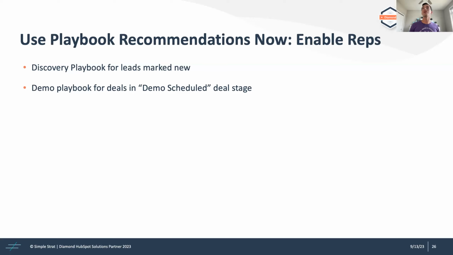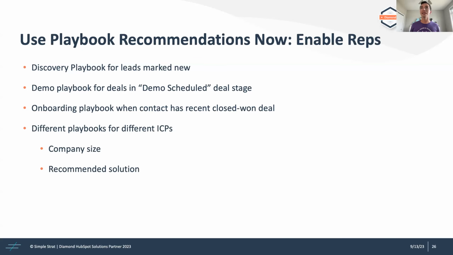Or let's say we've got a deal stage that's called demo scheduled. The next time that sales rep talks to the contacts involved in that deal, good chance they're doing a demo. So we could have a playbook that walks them through that demo, and recommend that playbook whenever a deal is in that stage. An onboarding playbook: the contact has a recent closed won deal. Good chance our next conversation is about onboarding. We could recommend that.